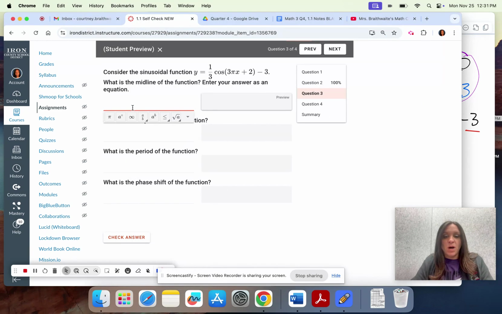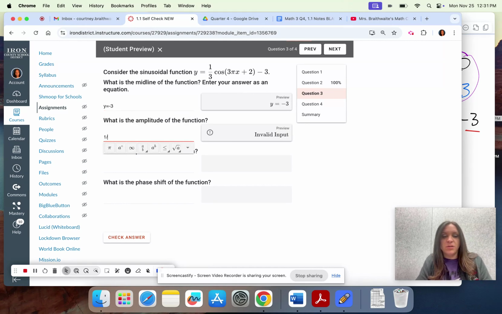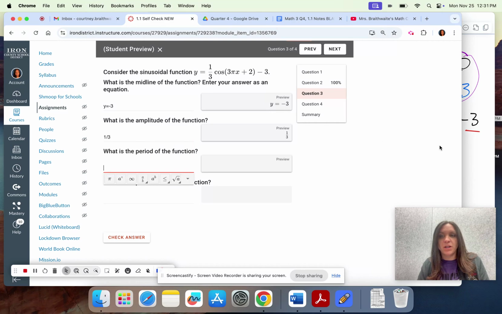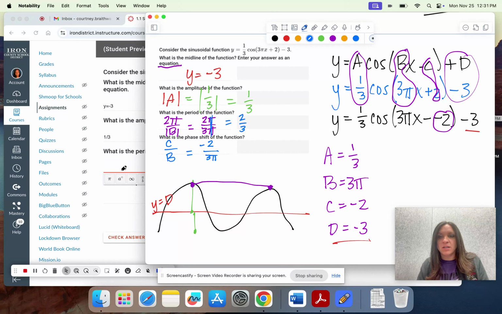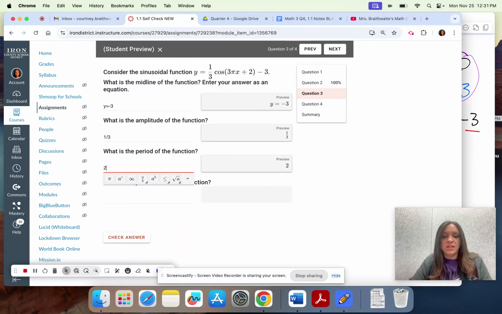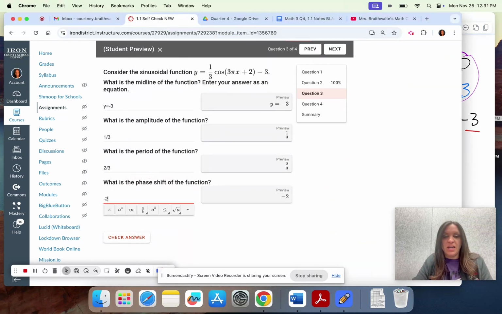All right, so y equals -3. The amplitude was 1/3. The period was, I forgot, 2/3. And then -2 divided by 3 pi. Notice this, that doesn't look right. I have to make sure I put the denominator in parentheses, and that keeps it all together.